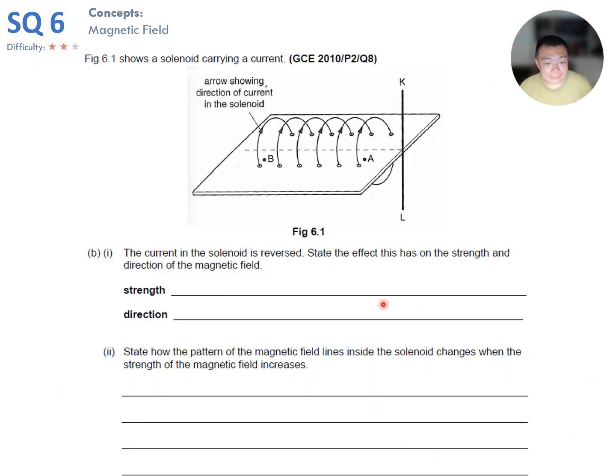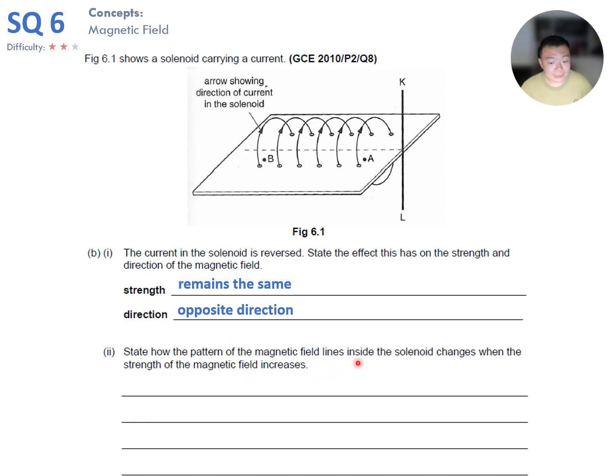Now in the next part, if we change the direction of the current, what is the effect on the strength and direction of the magnetic field? When we change the direction of the current, the magnitude remains the same, and therefore the strength of the magnetic field remains the same. However, the direction of the magnetic field will be different. You can just use right hand grip rule for a solenoid to verify.